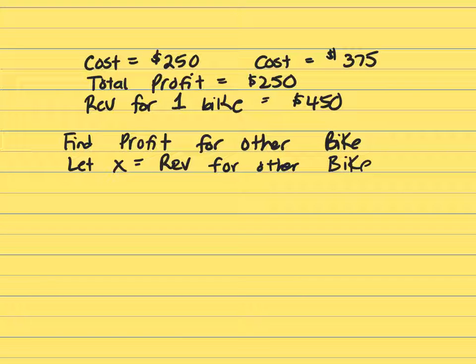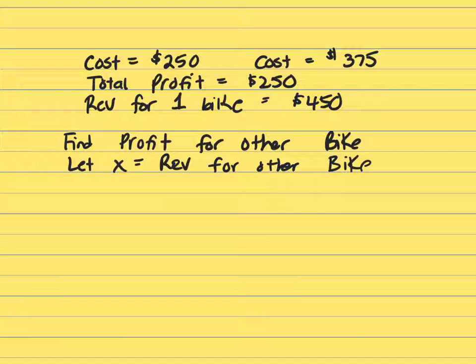I've written down everything that the problem gives us. The cost: one bike's $250, one's $375. The total profit is $250. The store sold one of the bicycles for $450, so that's a revenue. And we want to figure out which of the following could be the store's gross profit for the sale of the other bike.